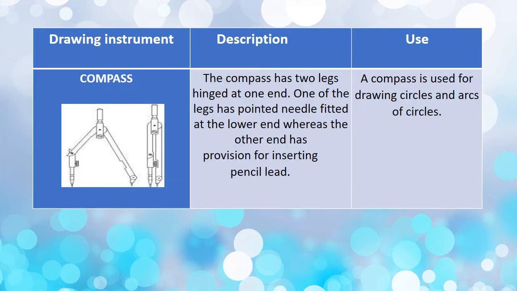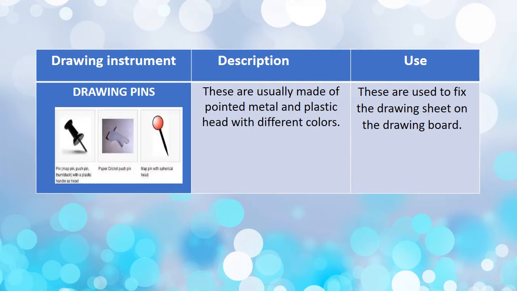Next we have the compass. The compass has two legs hinged at one end. One of the legs has a pointed needle fitted at the lower end, whereas the other has provision for inserting pencil lead. A compass is used for drawing circles and arcs of circles. Then next we have the drawing pins. These are usually made of pointed metal with plastic heads of different colors. These are used to fix the drawing sheet on the drawing board.